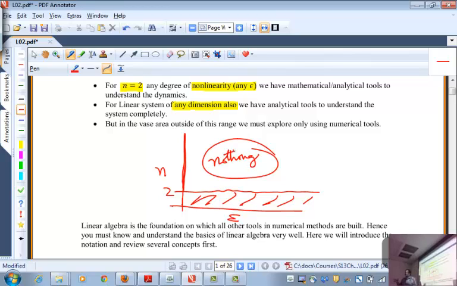So we have to piece the puzzle together using only numerical tools. There are some analytical guides that are available, and we will see some of them, but it's essentially explored using numerical methods.